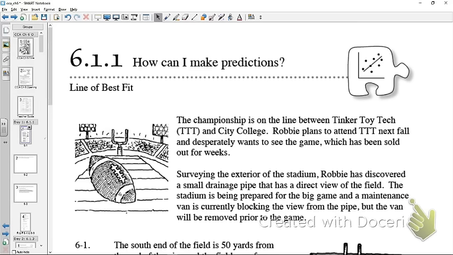A lot of this is old, meaning this concept of line of best fit, you already did extensively in Math 8 last year. But we are going to add an algebra twist to it, and then we're going to take it up not just one notch, but about 2-3 notches.